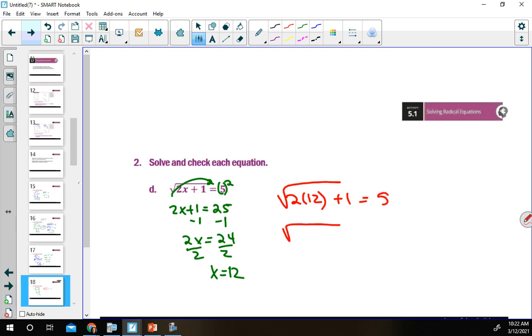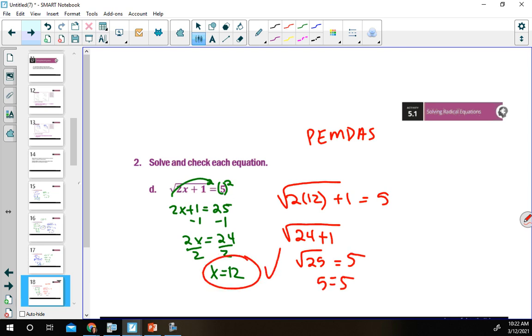Okay, order of operations, PEMDAS, parentheses first. So 2 times 12 is 24. Okay, I don't have exponents, don't have anything to multiply, don't have anything to divide, so I'm going into my add to get 25. Square root of 25 is 5. So he is good.